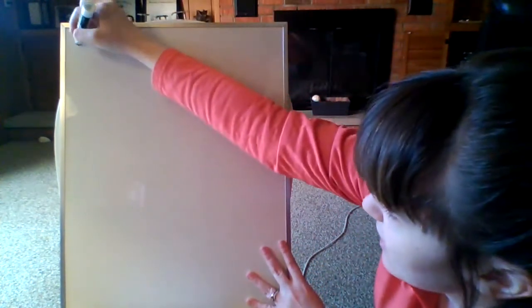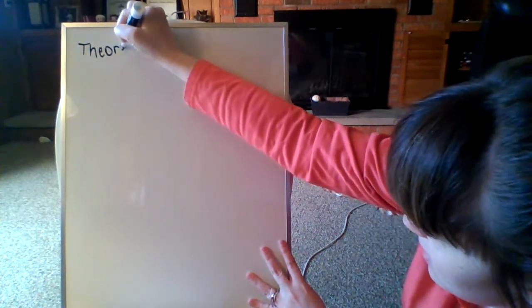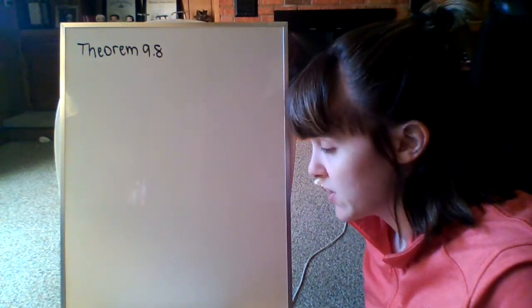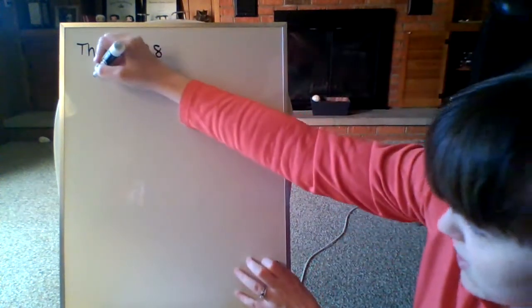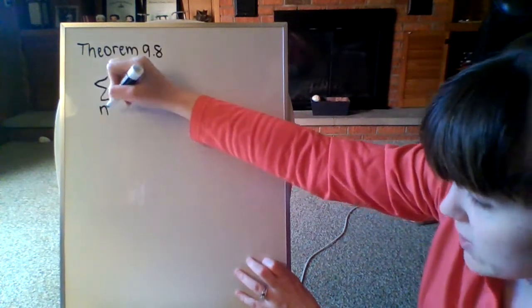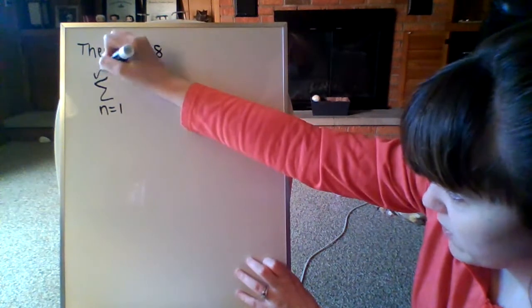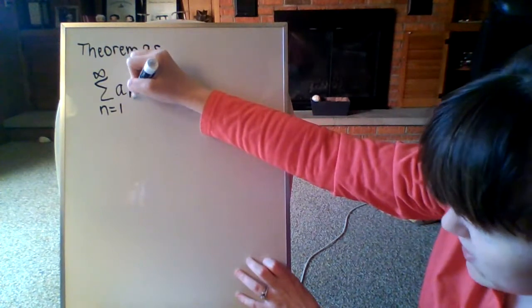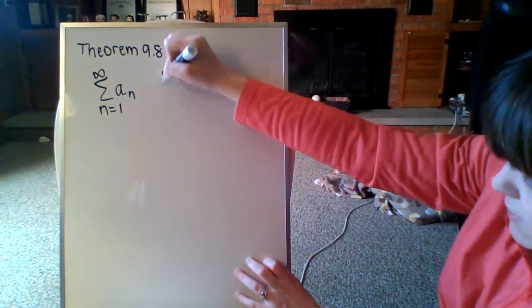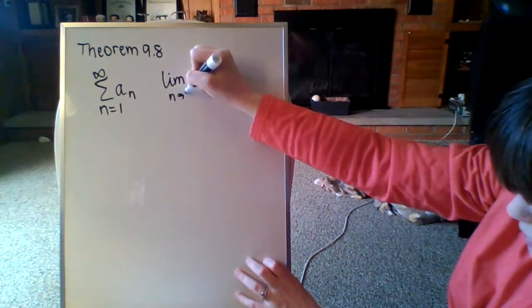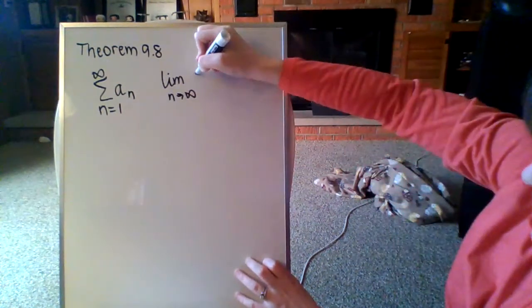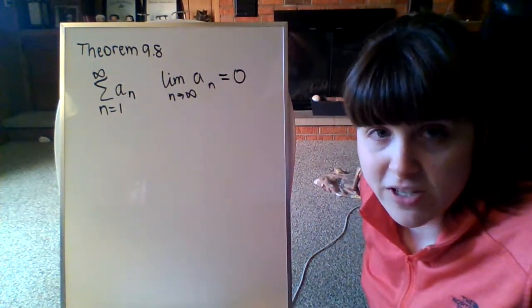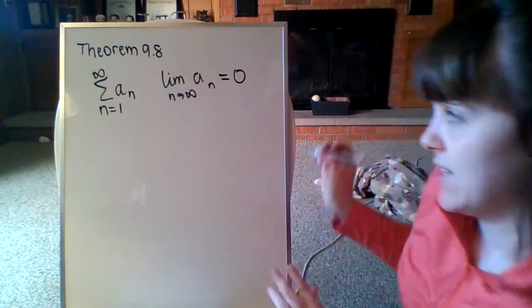Alright, so here we go. Theorem 9.8 says, limit of the nth term of a convergent series. So we're going to have this sigma again from yesterday, starting with n equals 1 all the way up to infinity. If this series converges, then that means that the limit as n approaches infinity of a sub n has to equal 0. So you find the limit of your series and it equals 0. That means that it converges.